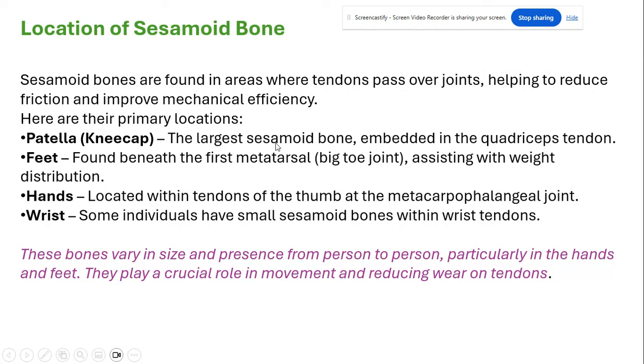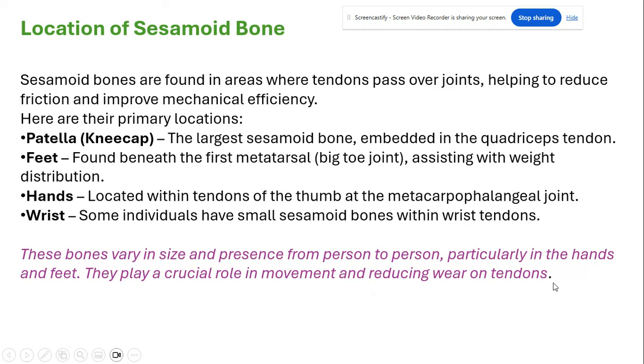Patella, the kneecap, is the largest sesamoid bone, embedded in the quadriceps tendon. In the feet, they are found beneath the first metatarsal, the big toe joint, assisting with weight distribution. In the hands, they are located within the tendons of the thumb at the metacarpophalangeal joint, okay? Wrists, some individuals have small sesamoid bones within the wrist tendons. So these bones vary in size and presence from person to person, particularly in the hands and the feet, okay? They play a crucial role in movement and reducing wear on tendons.